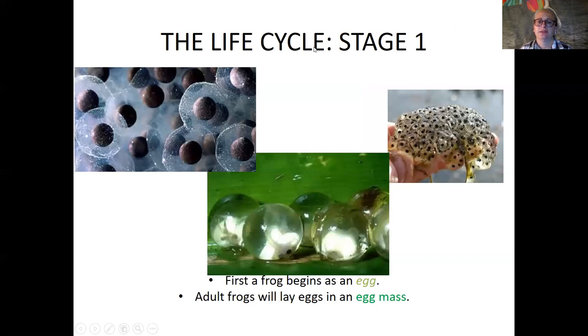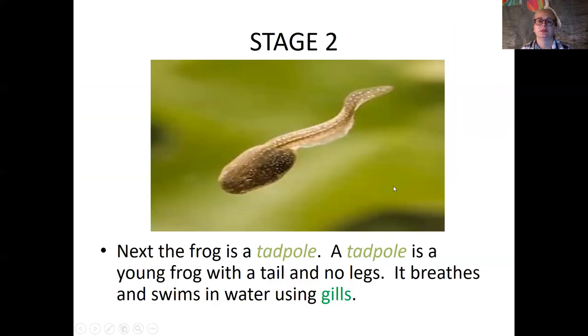So we're going to look at the life cycle. Stage one is first a frog begins as an egg. Adult frogs will lay eggs in an egg mass. And notice how some of these words are in different colors. They're important words and you'll need this later. We have stage two. Next, the frog is a tadpole. A tadpole is a young frog with a tail and no legs. It breathes and swims in water using gills.